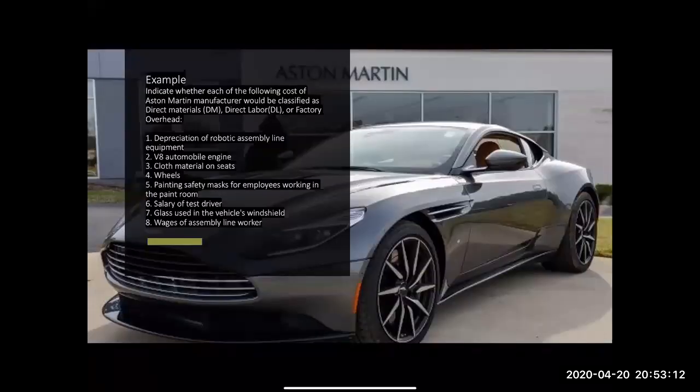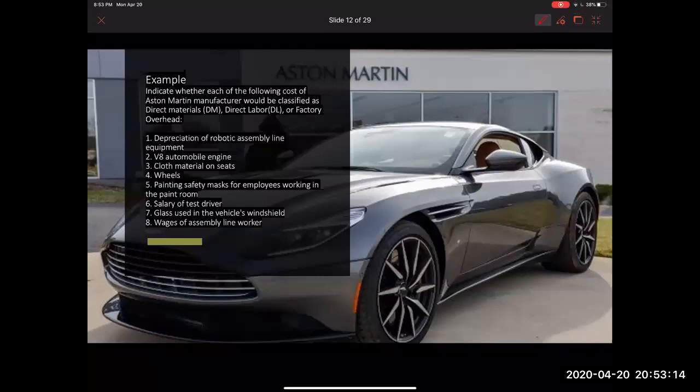So let's go through this example and see if we can figure out, based on this Aston Martin, if we can categorize these 8 items as either direct material, direct labor, or factory overhead. Now, the first one we have is the depreciation of the robotic assembly line equipment. First off, we should see equipment and depreciation, and that alone would tell me that is factory overhead, right? So remember, depreciation falls into factory overhead.